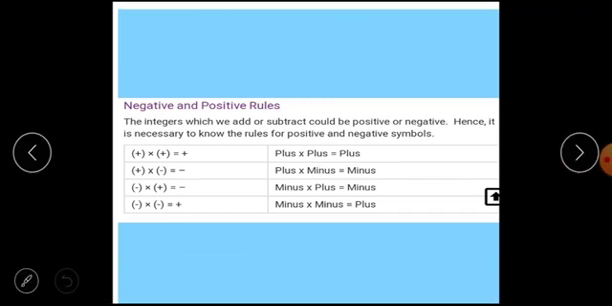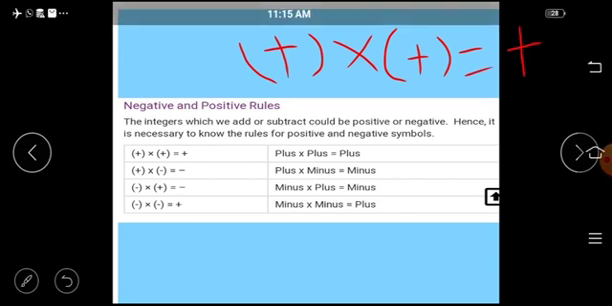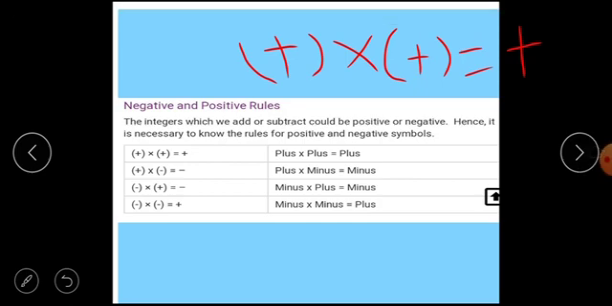Look at here. What I am writing here, plus into plus, means positive into positive, means I am multiplying two positive numbers. Then what I will get, student, I will get again a positive number, because whenever we multiply two positive numbers, then always we get a positive number.